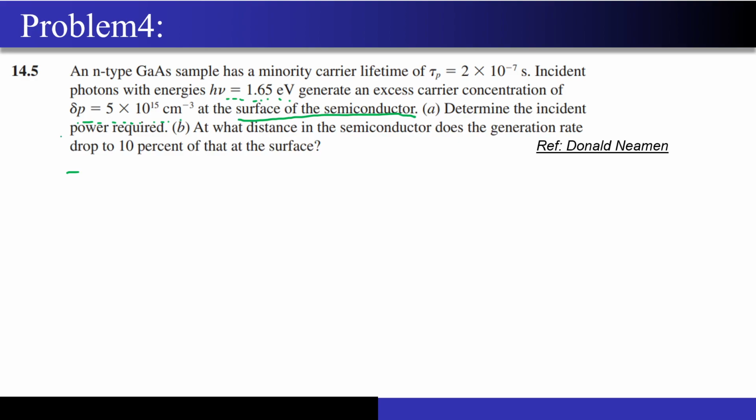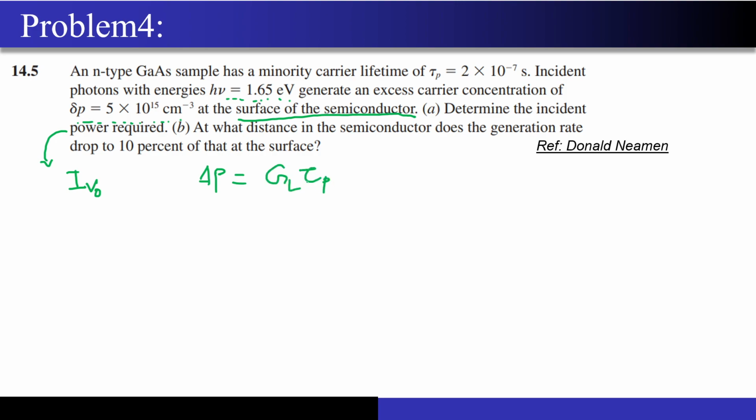Determine the incident power required. So this power required, right, since they have not given us any area or something, by default we will assume that they are just asking the value of IV0, right? So this is what we have to calculate, right? So now first of all we have to relate two things over here. So excess carrier concentration has been given, right, delta P, it is nothing but GL into tau P.